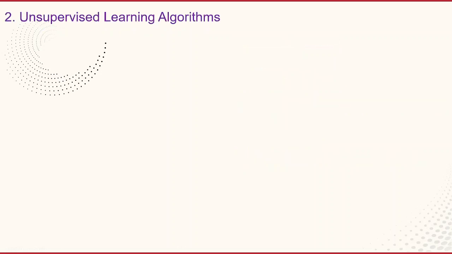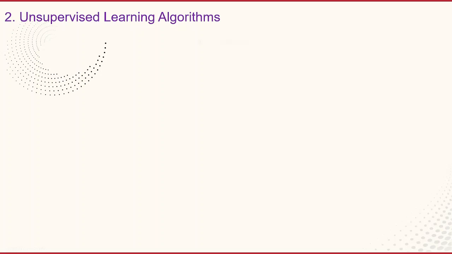Next we'll see unsupervised learning algorithms. Unsupervised learning algorithms are a type of machine learning algorithm that involves finding patterns and relationships in data without the use of labeled data. They work by finding patterns or similarities within the data and grouping them accordingly. Here are some examples of unsupervised learning algorithms.